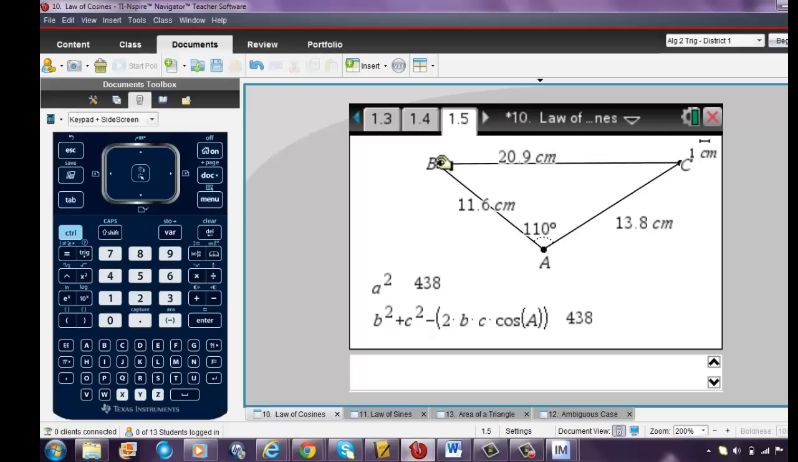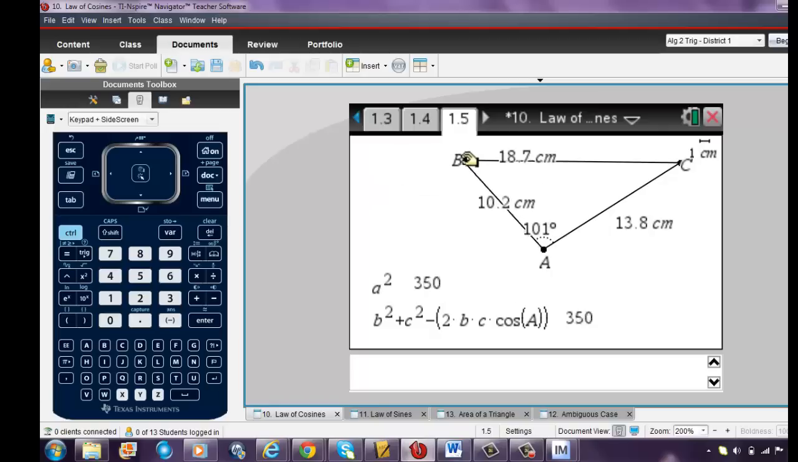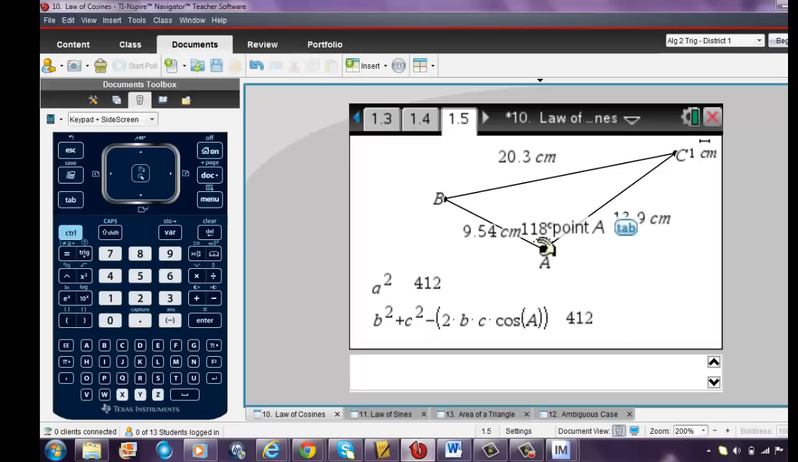And when you move that triangle and change its size, the side lengths change appropriately, the angle measures change appropriately. But if you keep your eyes at the bottom of the screen, a squared is always equal to b squared plus c squared minus 2bc cosine a. The law of cosines does hold. And you can do that with any of your points. So take some time to do that, if for no other reason than to just convince yourself that this isn't some crazy one-shot deal. This is a formula that will always work.